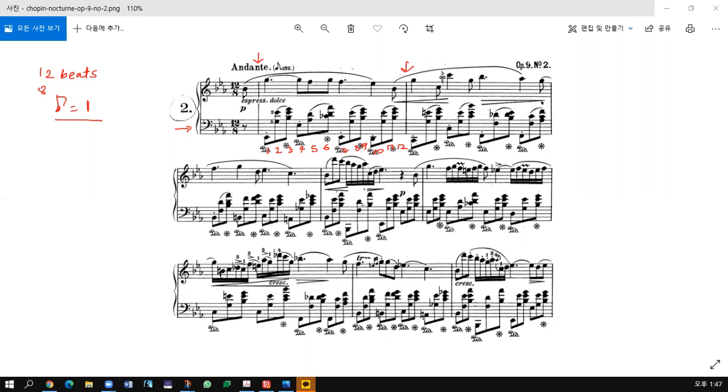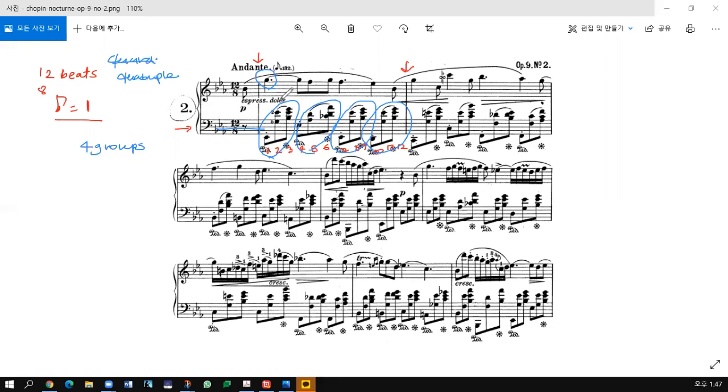And then this one can be grouped. 1, 2, 3, 4. Okay, so we have 4 groups, right? So this is what? Quadruple. Right? We have quadruple, like a compound.